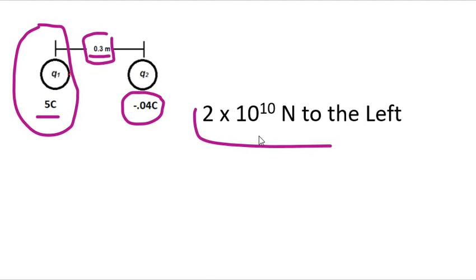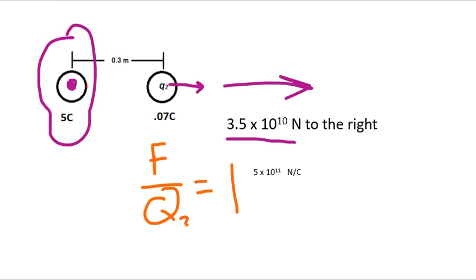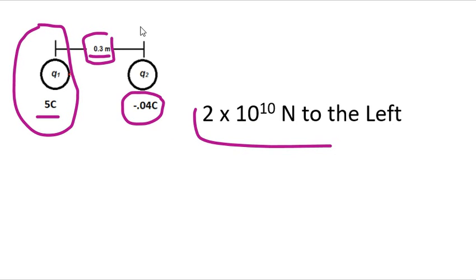I do the next one. I get a force of 2 times 10 to the 10th. 2 times 10 to the 10th divided by 0.04. Guess what I get? I get the exact same number. So in all these cases, if I take the force divided by the charge, I get this number. At this location, there is a force of 5 times 10 to the 11 newtons per coulomb. So if I know the charge there that's getting pushed, I know how hard it's getting pushed and its charge, I can figure out its electric field, the force per charge at that location.